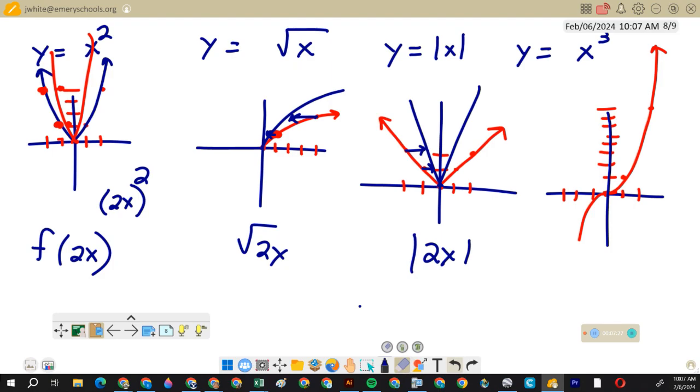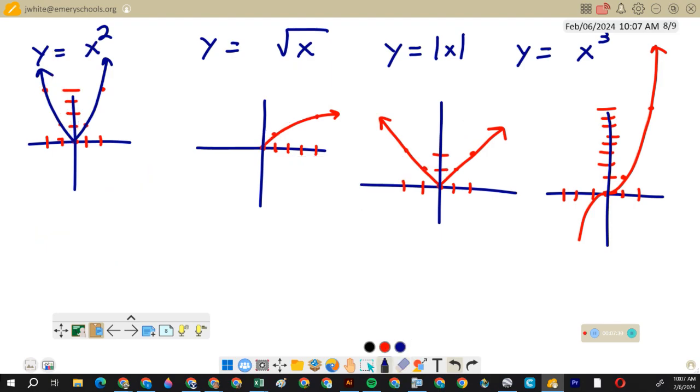Okay. What if we wanted 3 f of x? Will that affect the x-axis or the y-axis? The y. It's going to affect the y. It's going to be 3 times taller. So this point is 1, 1, but I need to triple the y value to there. And this is 2, 4, and I triple the y value.